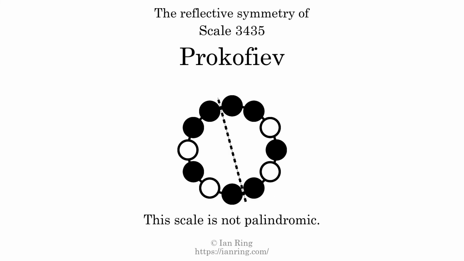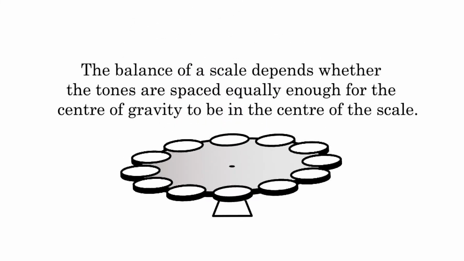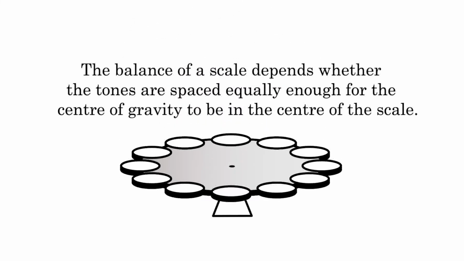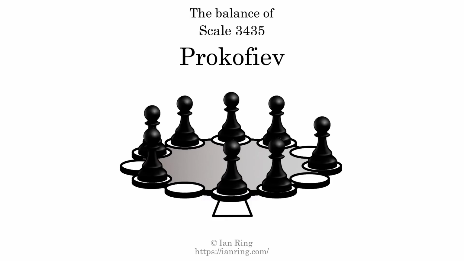This scale has reflective symmetry across an axis positioned 5.5 semitones from the root. This scale has a different pattern of intervals ascending and descending, so it is not palindromic. This scale has one ridge tone. Here, the balance of a scale depends on whether the tones are spaced equally enough for the center of gravity to be in the center of the scale. This scale is not balanced.